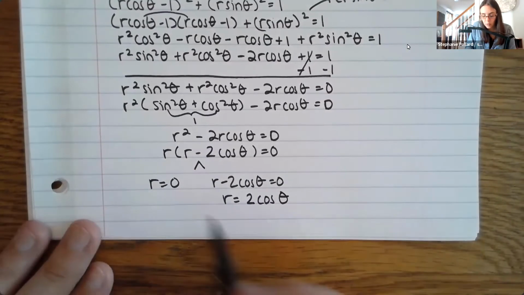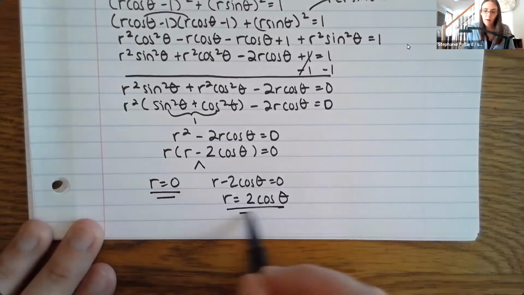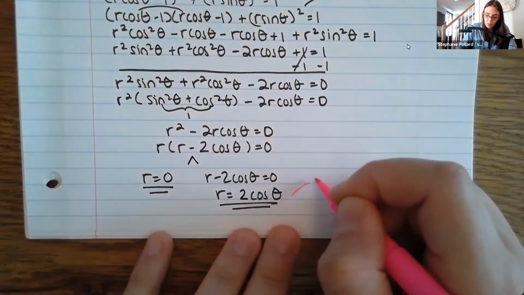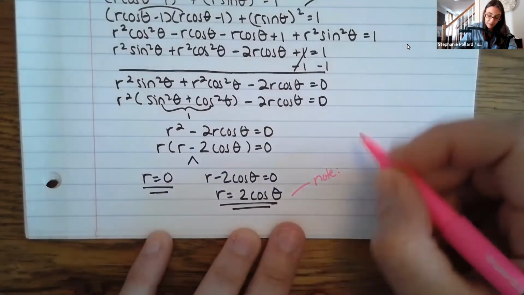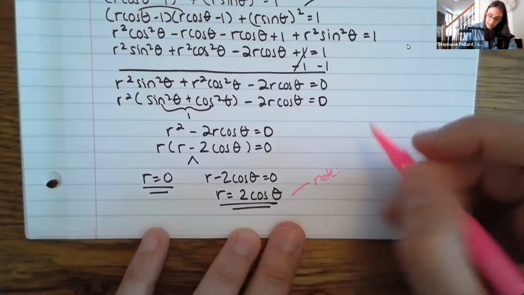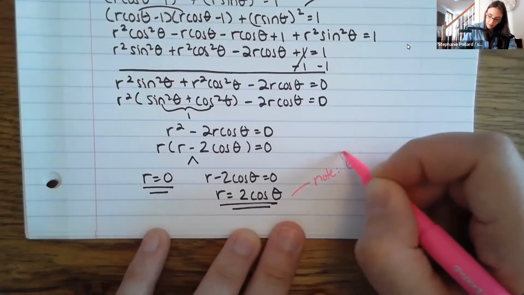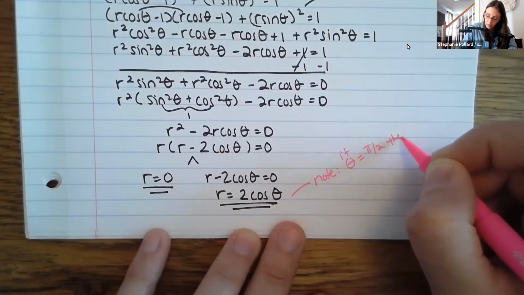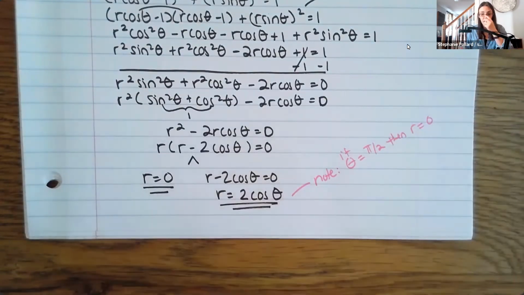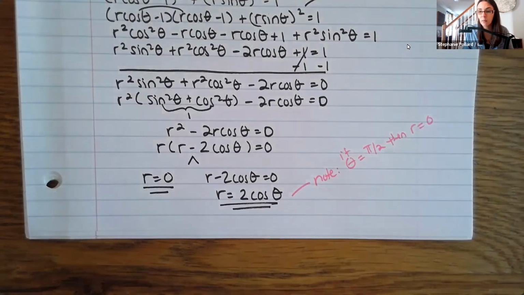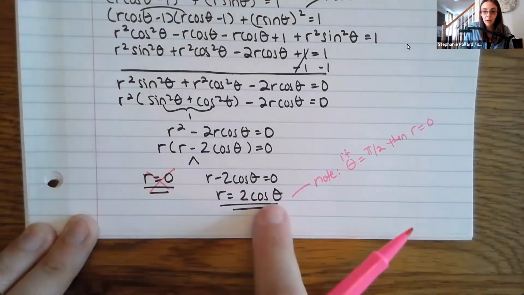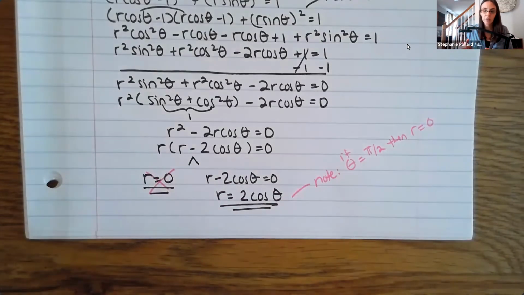So I do have 2 solutions, r equals 0 and r equals 2 times cosine theta. However, note in this case, if theta is equal to pi over 2, then r would be 0, because cosine of pi over 2 is 0. So I don't need to really have this extra equation. It's already included here as theta runs through all the values.